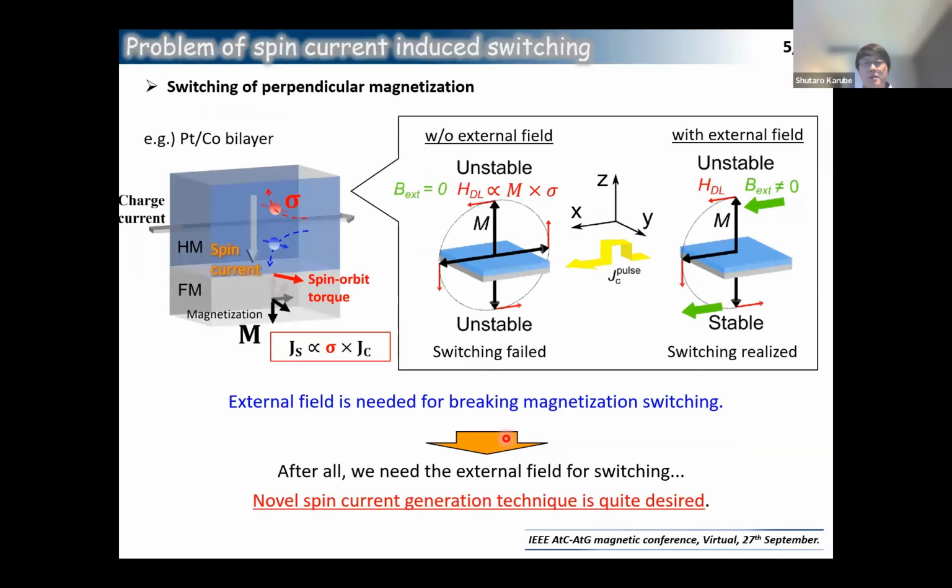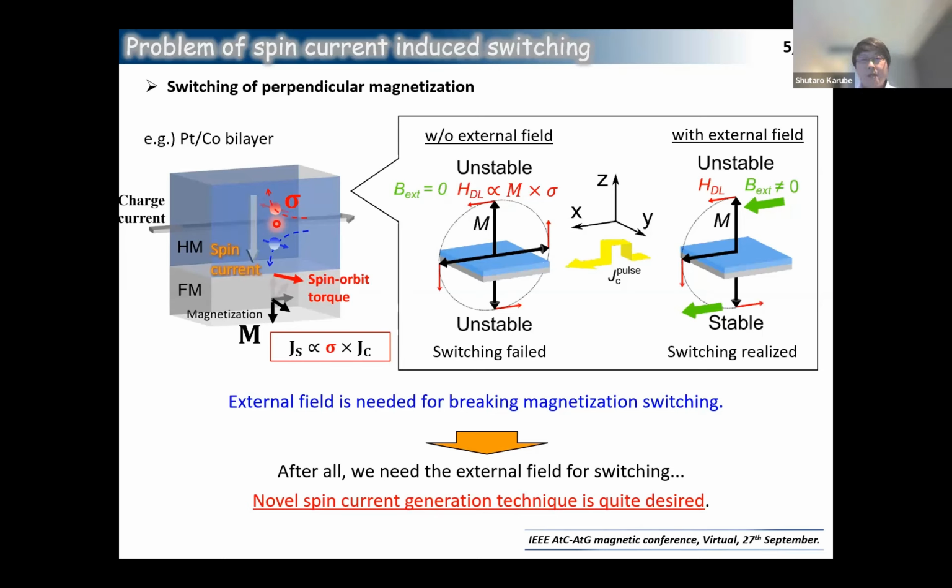However, there have been challenges with spin current induced magnetization switching. This method typically involves heterostructures composed of ferromagnetic and heavy metal layers, commonly used for magnetization reversal, as shown here. In the case of the spin Hall effect, the generated spin current is perpendicular to the direction of the applied current. Therefore, to reverse the perpendicular magnetization, an external magnetic field is required. This field is necessary to break the symmetry of the magnetization reversal, enabling deterministic switching.